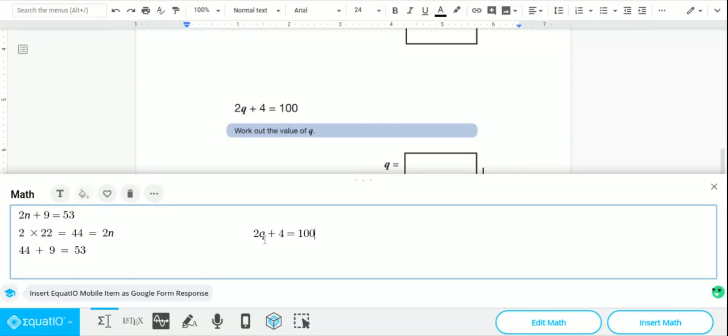So if you put a number in there, you can put 5 in there. 5 times 2 is 10. Add 4 is 14. That's too low. So you keep guessing. Put 20 in there. 20 times 2 is 40. Plus 4 is 44. So we're miles away. Try about 50. So 50 times 2 is 100. Add 4 is 104. So we're near enough there. So you keep on guessing until you get the right answer.